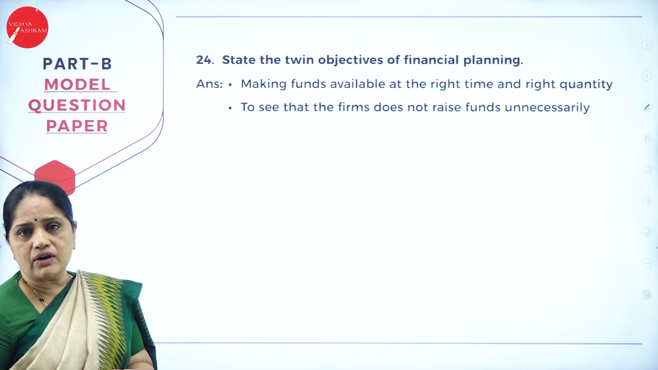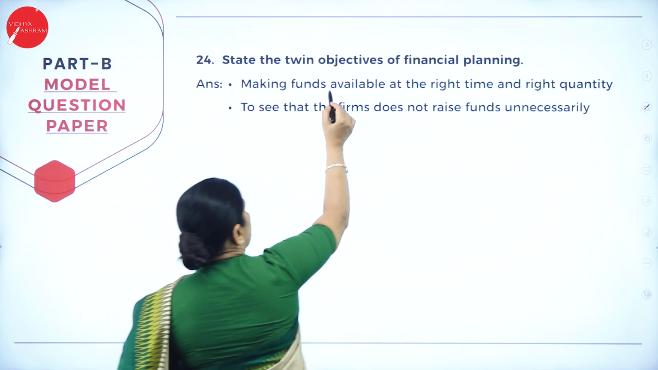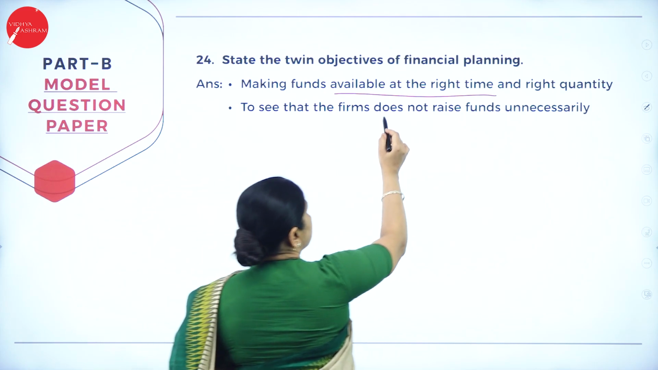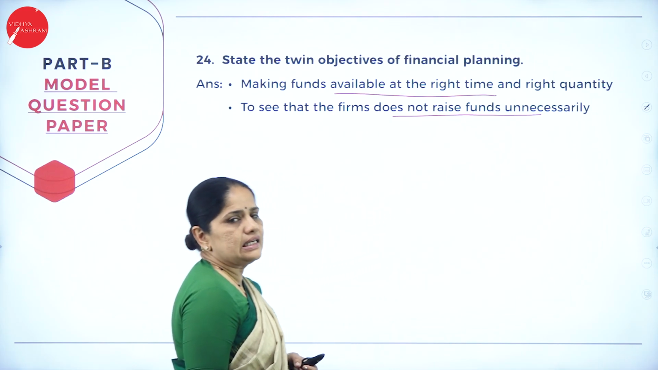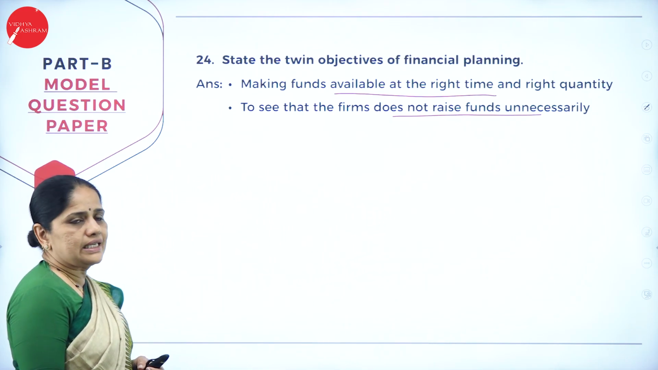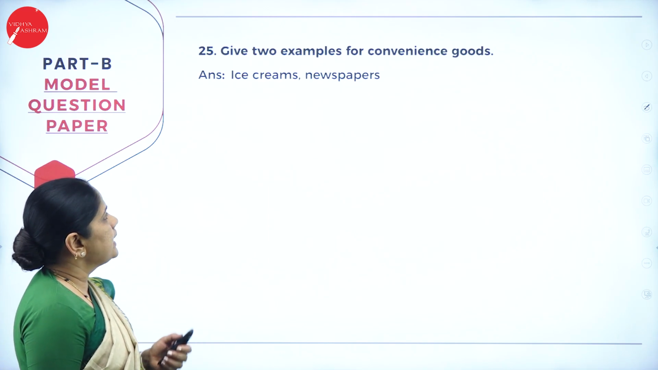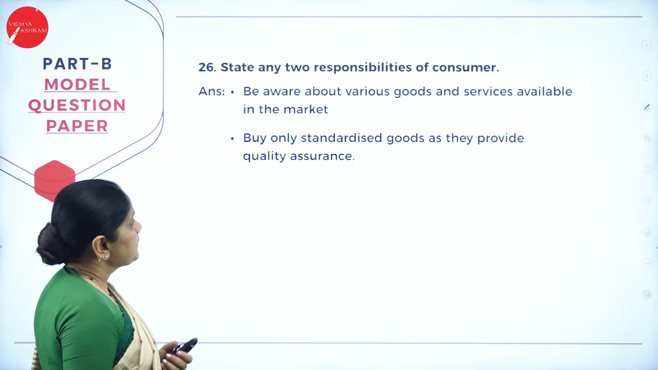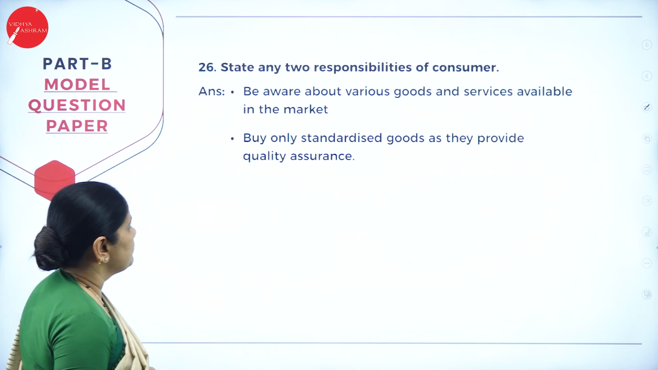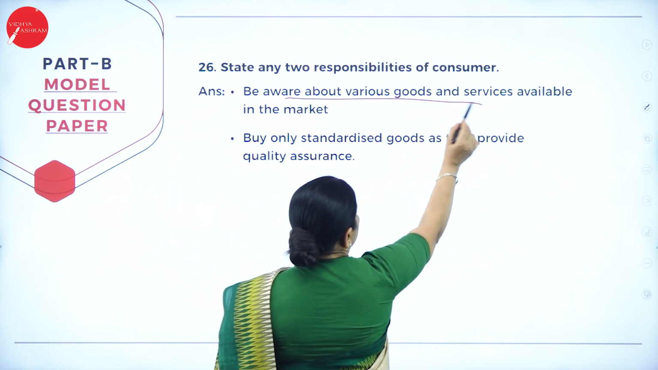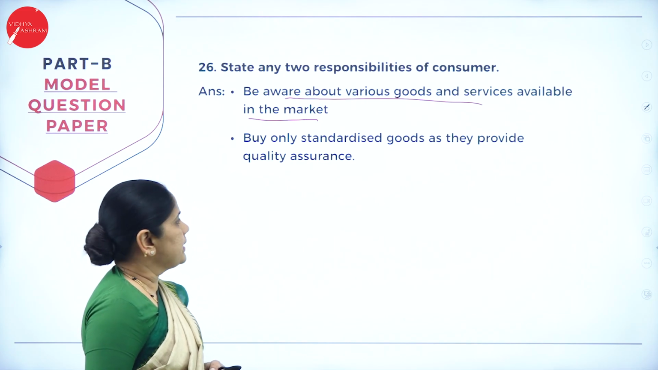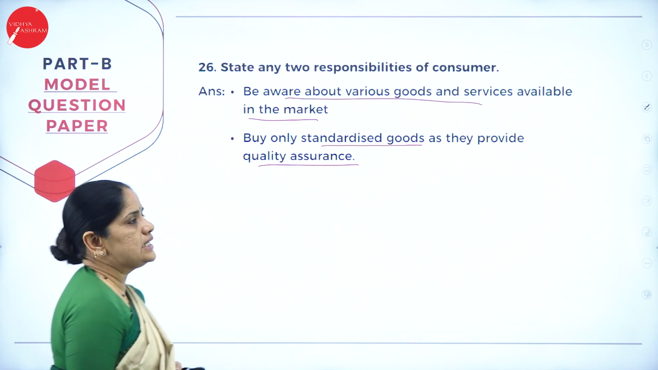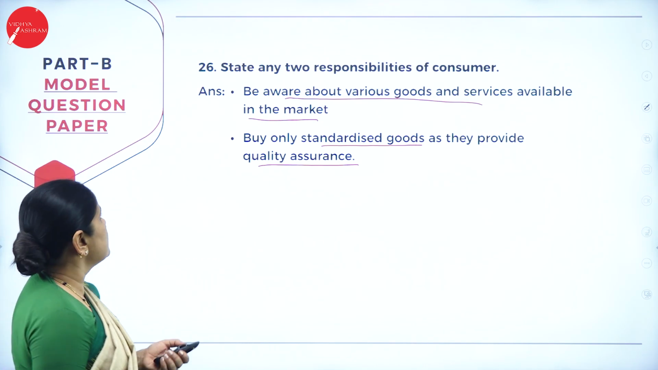State the twin objectives of financial planning: making funds available at the right time and at the right quantity, and to see that the firm does not raise funds unnecessarily. So these are the two main objectives of financial planning. Then give two examples for convenience goods. You can write ice creams, newspapers. Then any two responsibilities of the consumer. So it is be aware about the various goods and services available in the market. Buy only standardized goods as they provide quality assurance. So these are the two responsibilities of the consumer.